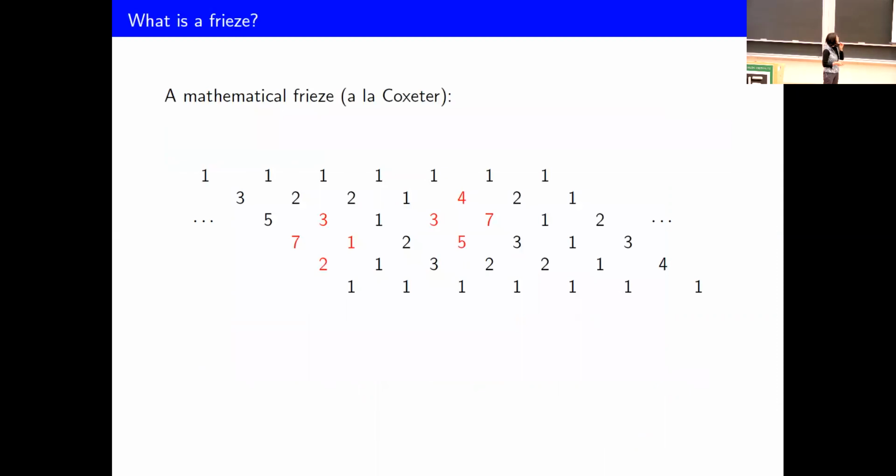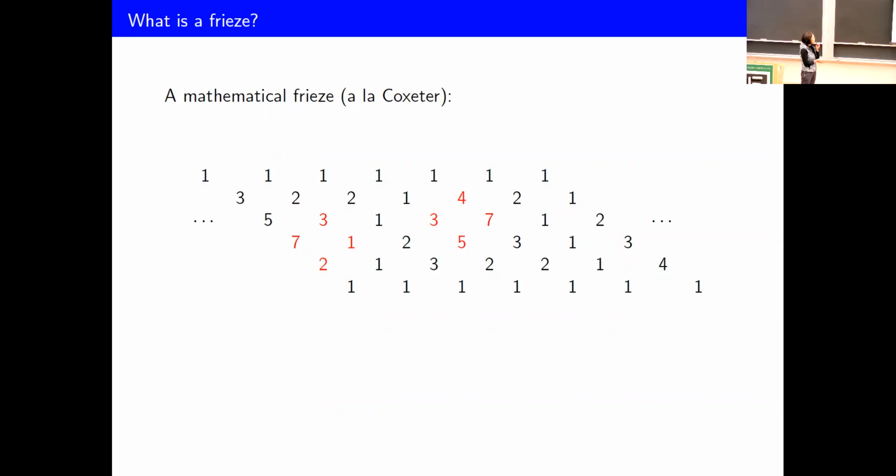So here's a mathematical frieze. It's just an array of positive integers satisfying the so-called diamond rule. If you take any adjacent diamond, you compute the determinant, meaning you multiply the two horizontal numbers minus the product of the vertical numbers, you get 1. Any diamond like this one here: 3 times 7 minus 20, that's 1.